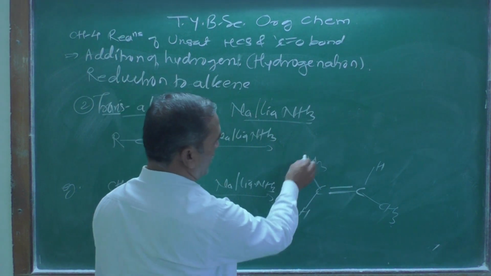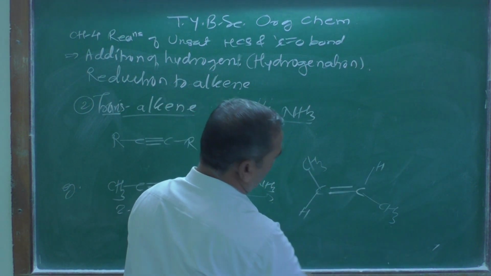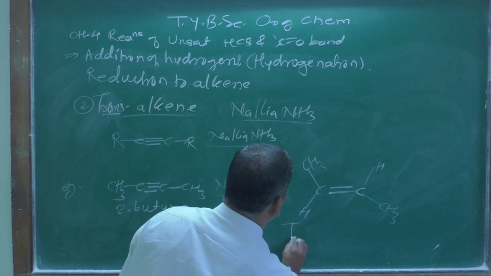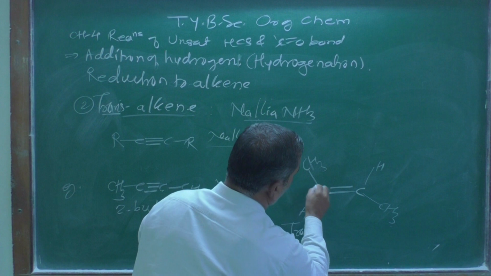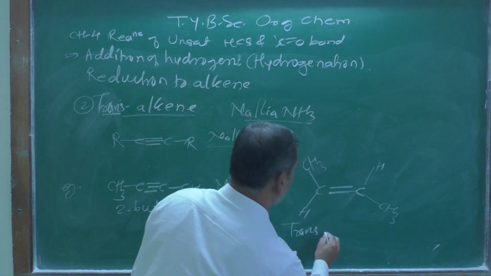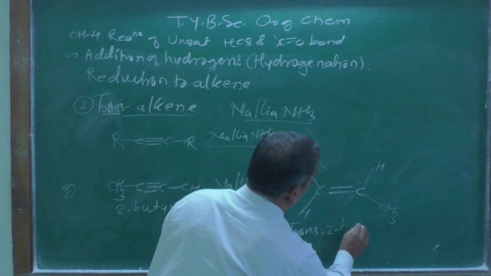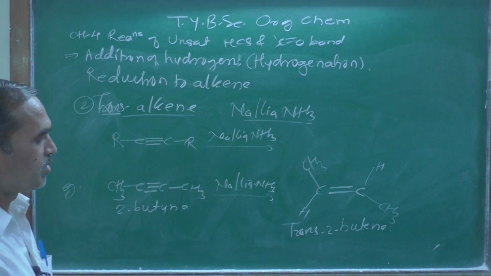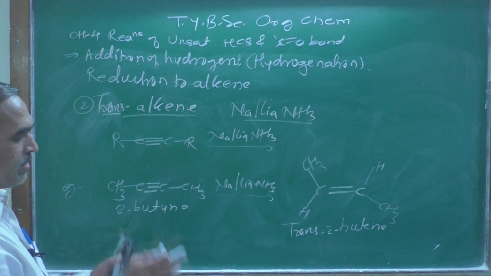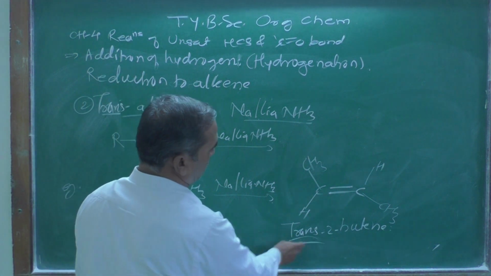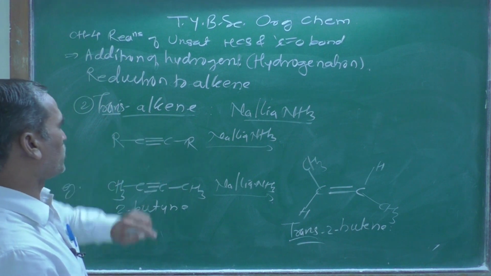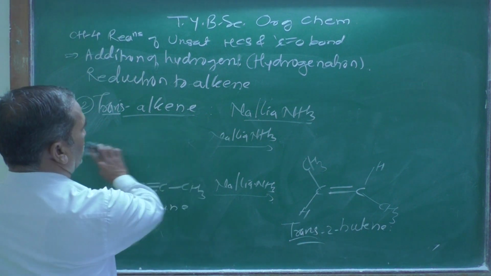So look at here. Similar groups are on the opposite side of the carbon-carbon double bond, and therefore it is known as trans. At the 2 position there is a carbon-carbon double bond, therefore 2-butene. So this is the correct IUPAC name of this compound, trans-2-butene. You must mention trans there because we are talking about trans-2-butene.